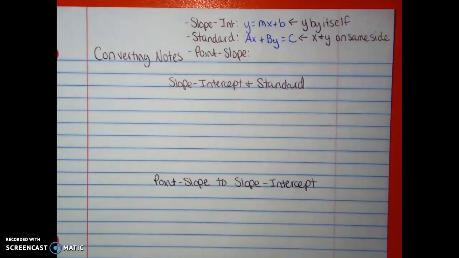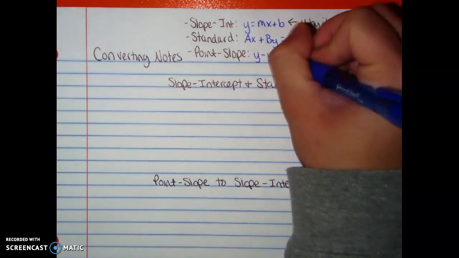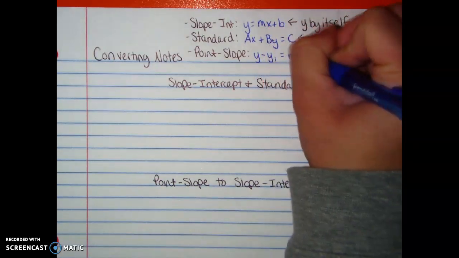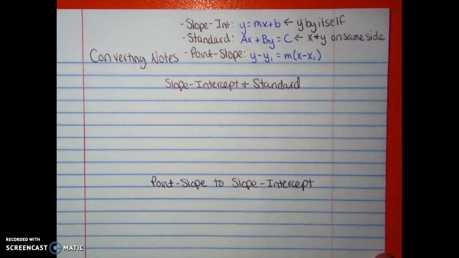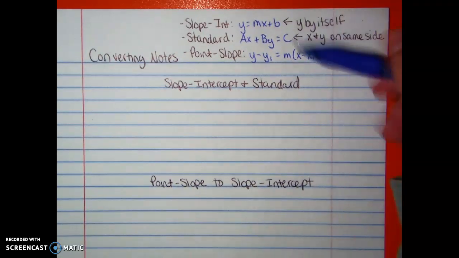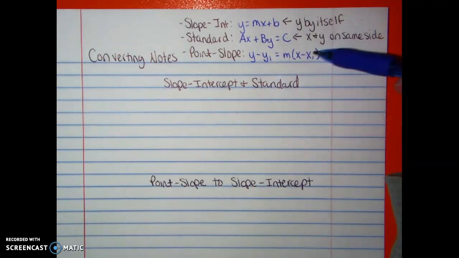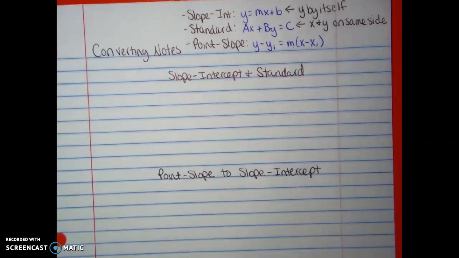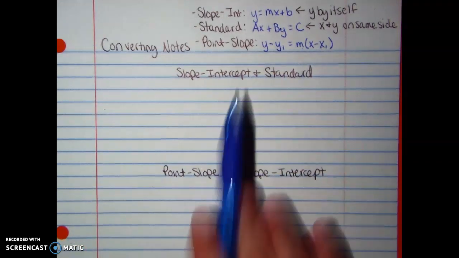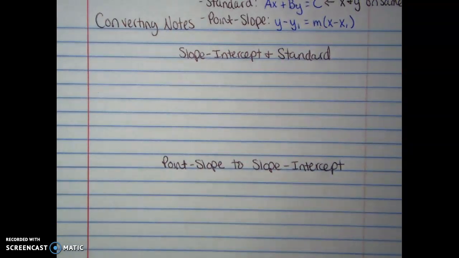And the last one, you learned about this yesterday, is point-slope form. This is y minus y sub 1 equals m times x minus x sub 1. And you learned that you plug in the slope right there, and then the y in the coordinate there, and the x in the coordinate there. Okay, now we're going to get into converting between the forms. So slope-intercept and standard, you have already done these before, so I'm just going to do one example of each.